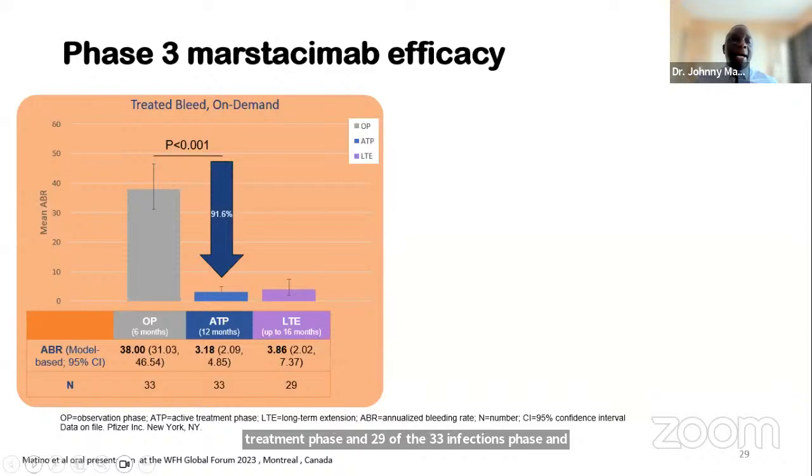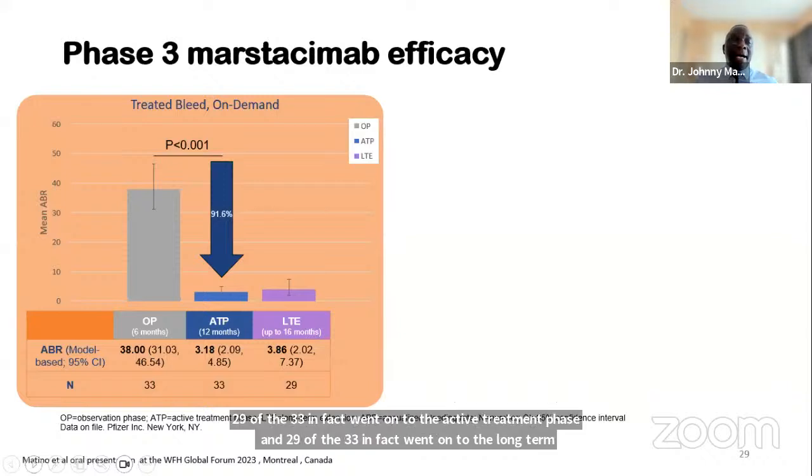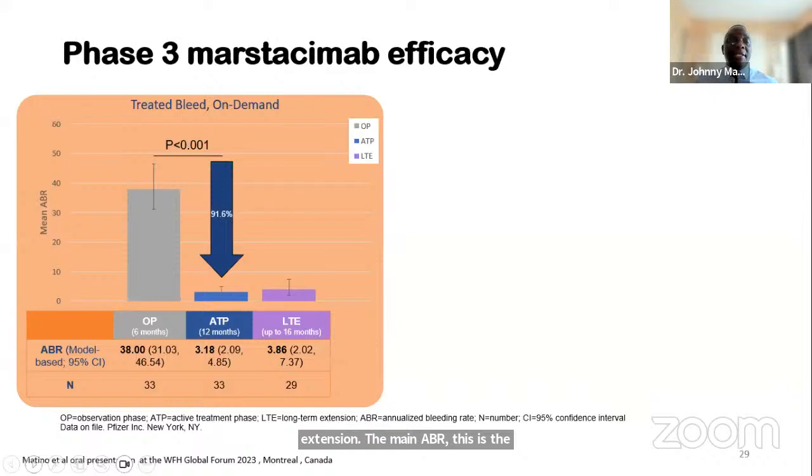The mean ABR, this is the model-based ABR, was 3.8 in the observation phase, 3.18 in the active treatment phase, and 3.86 in the long-term extension. And if one looks at the difference between the observation phase and the active phase, it's a huge reduction of 92% in the mean annualized bleed rate in these patients. This is all for the treated patients who were on demand.